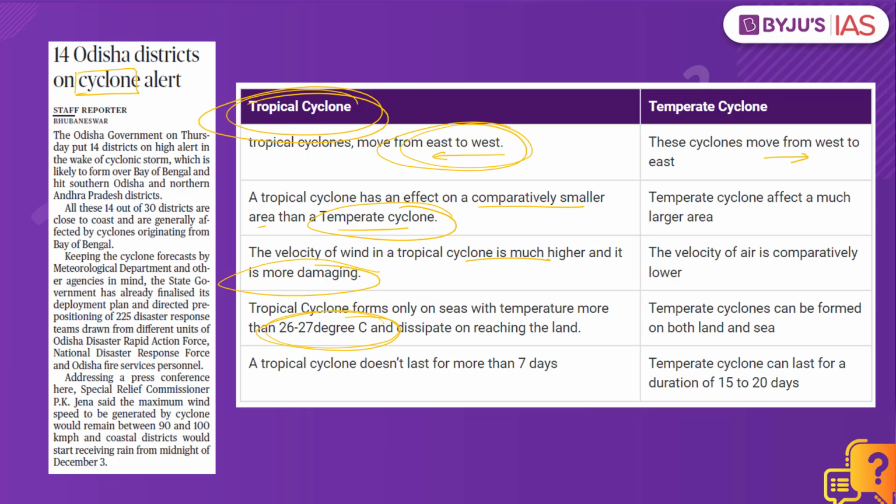economy. Tropical cyclones form only on the seas, but temperate cyclones can be formed both on the land and the sea. A tropical cyclone does not last for more than 7 days, but a temperate cyclone lasts for nearly 15 to 20 days. These are some of the major differences which is very important from the preliminary examination point of view. Now let's look into the next practice question.